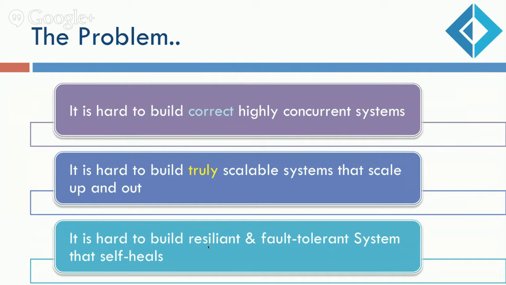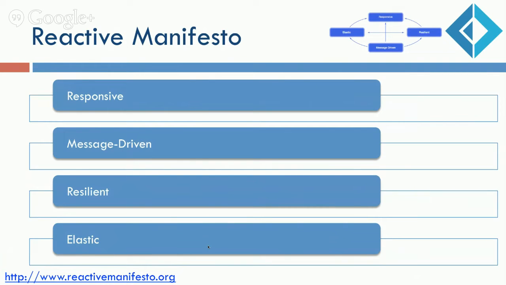So it is hard, this is the problem, because overall it is hard to build a correct, highly concurrent system that is also truly scalable and possibly fault-tolerant. So these are the keys, and also these are the problems that you're facing today. And with all these questions and this problem, we see the rise of answers, right? So one is the Reactive Manifesto, which actually has been recently updated, I think September, October.